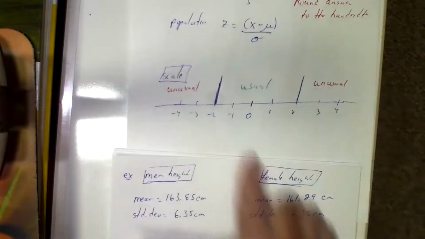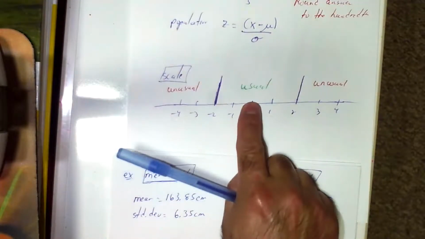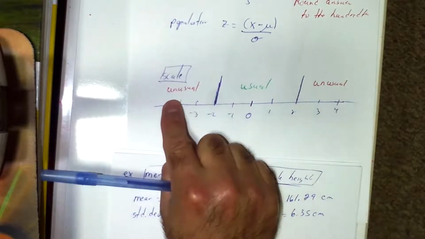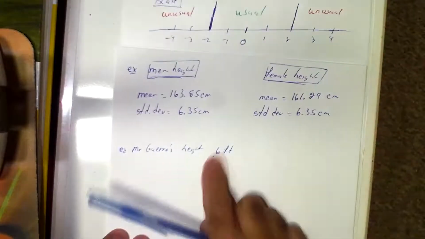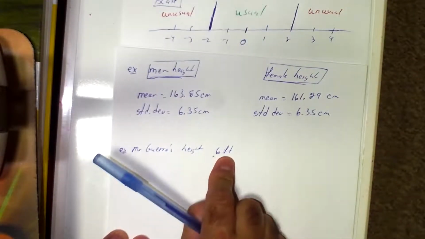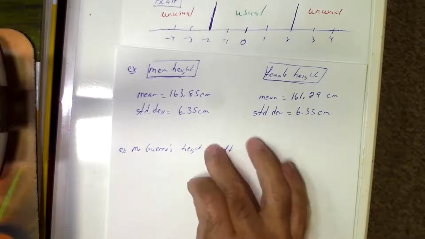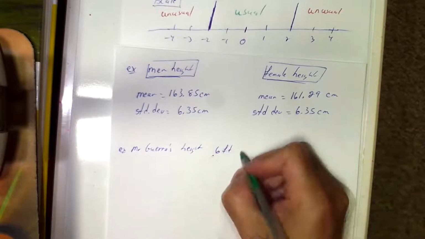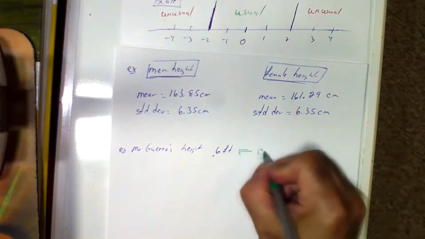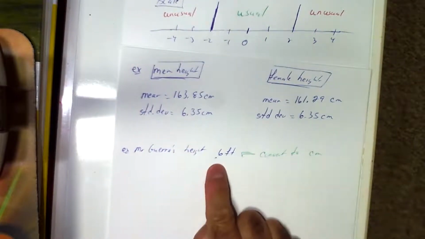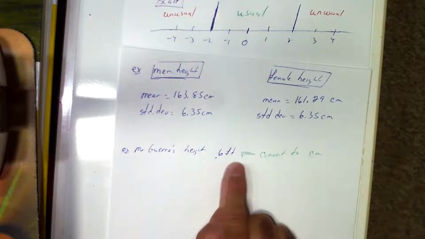I want to know where I'm going to be. Am I going to be usual, or am I going to play for the NBA, or am I going to be in the circus? You don't know. All right, so let's see. The problem is that my height is recorded in feet. So what I have to do first, as a researcher or nurse or doctor, is convert to centimeters. So how do I convert feet to centimeters?